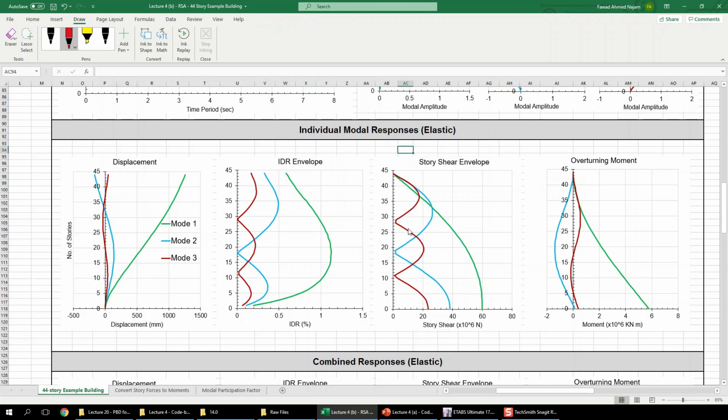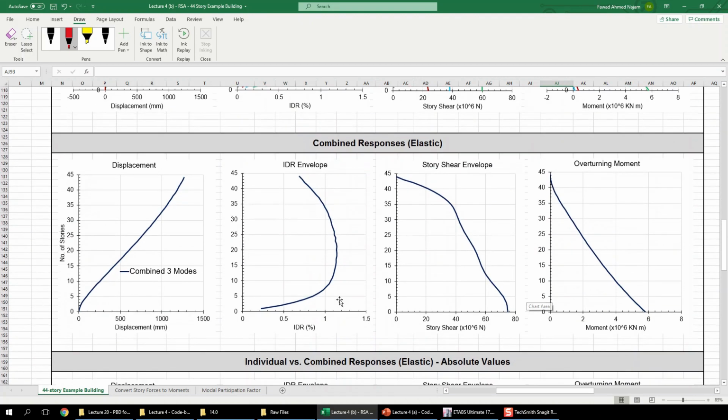You can see again that the second and third mode are contributing significantly, and that contribution cannot be ignored in this case. There can be some stories near the top which has more contribution from second mode compared to first mode. This is the overturning moment or the story moment, and again it shows that the first mode has maximum contribution. Second and third mode also have contributions, but these contributions are not negligible and they should be considered in the response.